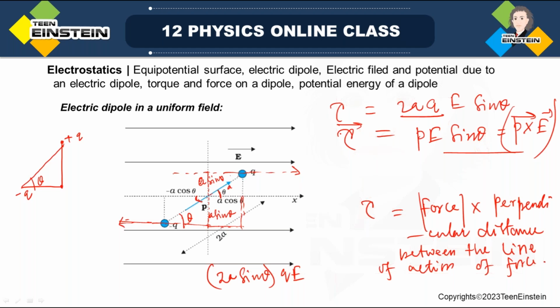So what is the role of this torque? In the case of translational motion, we have force, that is the cause of motion. Similarly, in the case of rotational motion, the torque is the cause of rotation or rotational motion. Torque is pE sin theta. It is responsible for rotational motion.